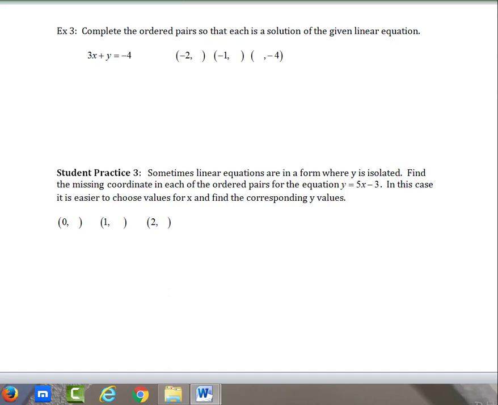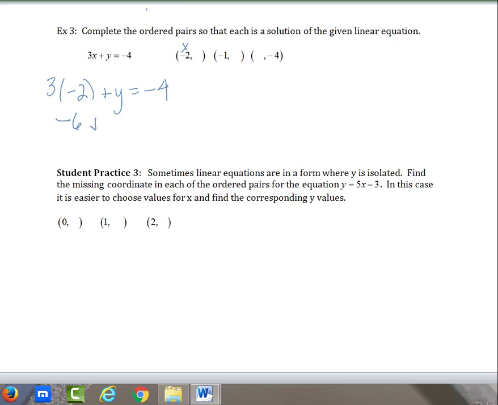Okay, in this video we're going to generate our own ordered pairs. In the first part, we've been given one coordinate and our job is to find the other. So when you have -2 and then a blank here, basically our job is to find y given that x equals -2. So I'm going to plug x into the equation, so -2 plus y equals -4, and then solve for y.